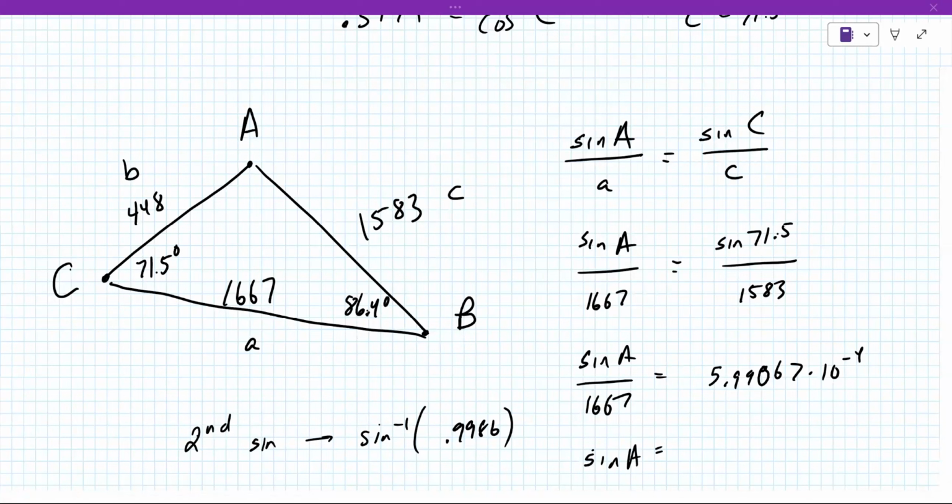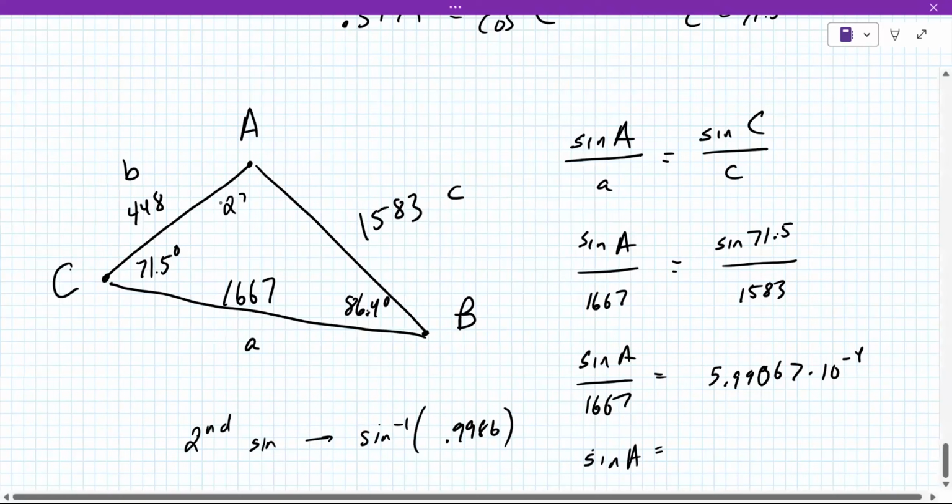Do you have an answer for me on that? Oh, was it the inverse of sine? No, you're just subtracting from 180 to find the last angle. Once you have two of the three, you subtract from 180. I got 22.1. Very good.